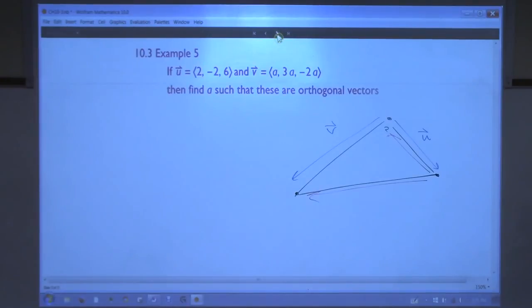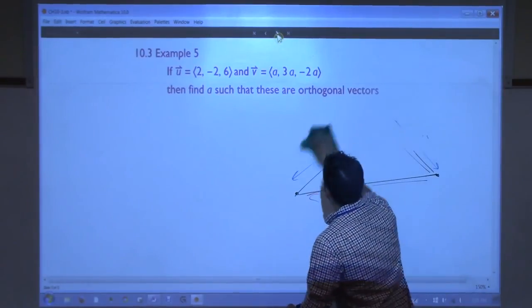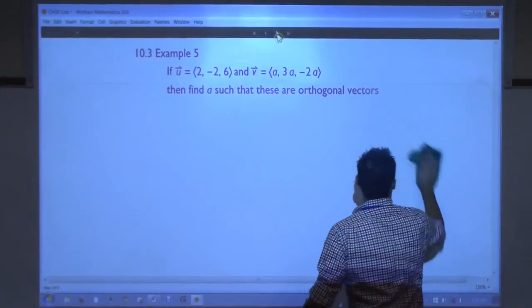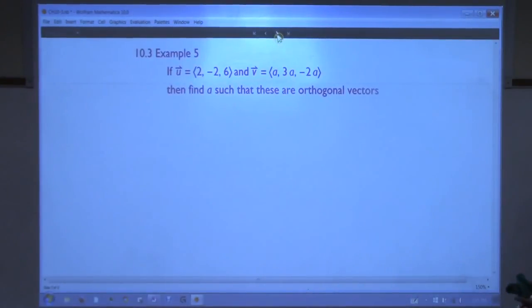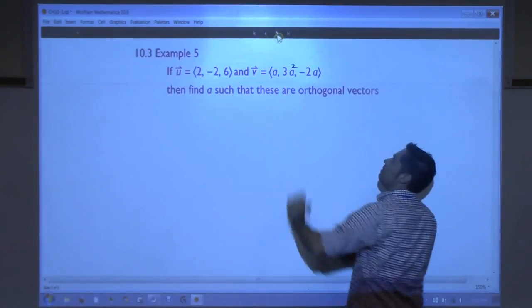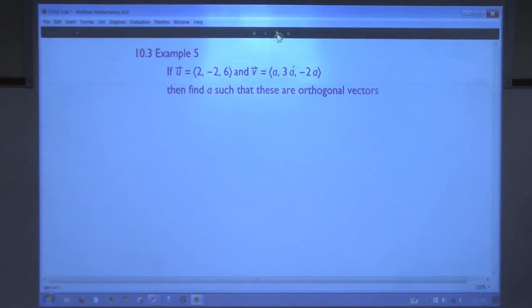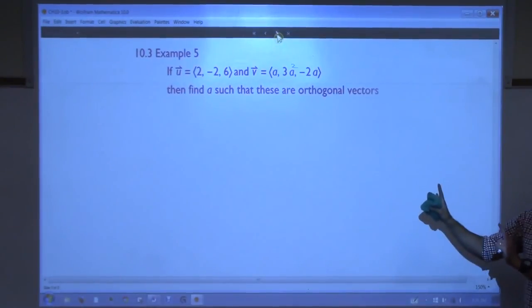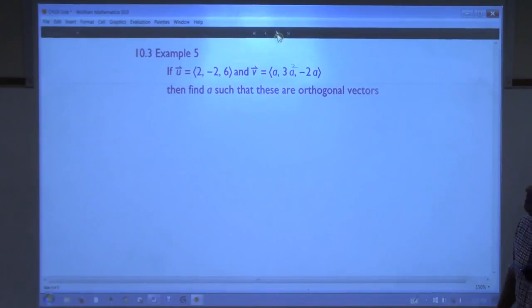All right, so here's something a little more abstract. You're given two vectors. U is the vector 2, negative 2, 6. The vector V is A, 3A, negative 2A. And just for fun, let's just make this one A squared. And find the A such that these are orthogonal vectors. I don't even know if there's going to be an answer. Because I just tweaked the problem. It may not be possible.